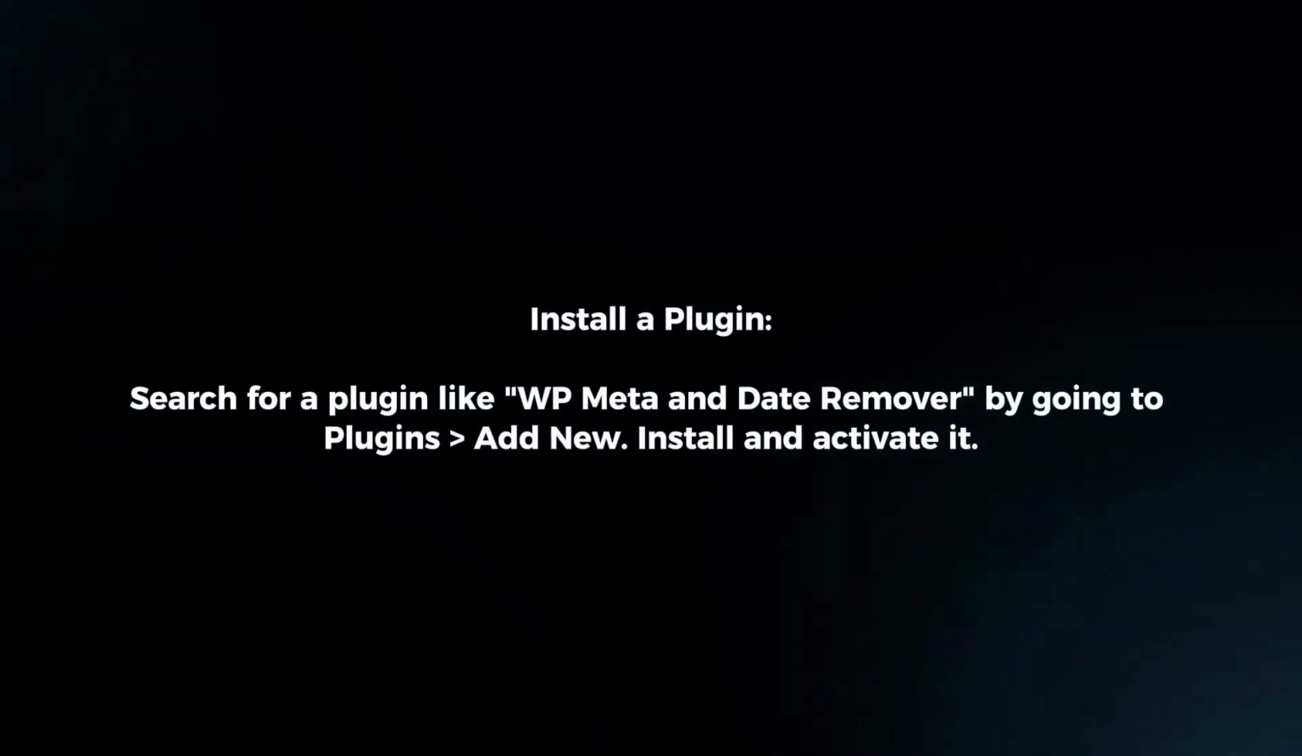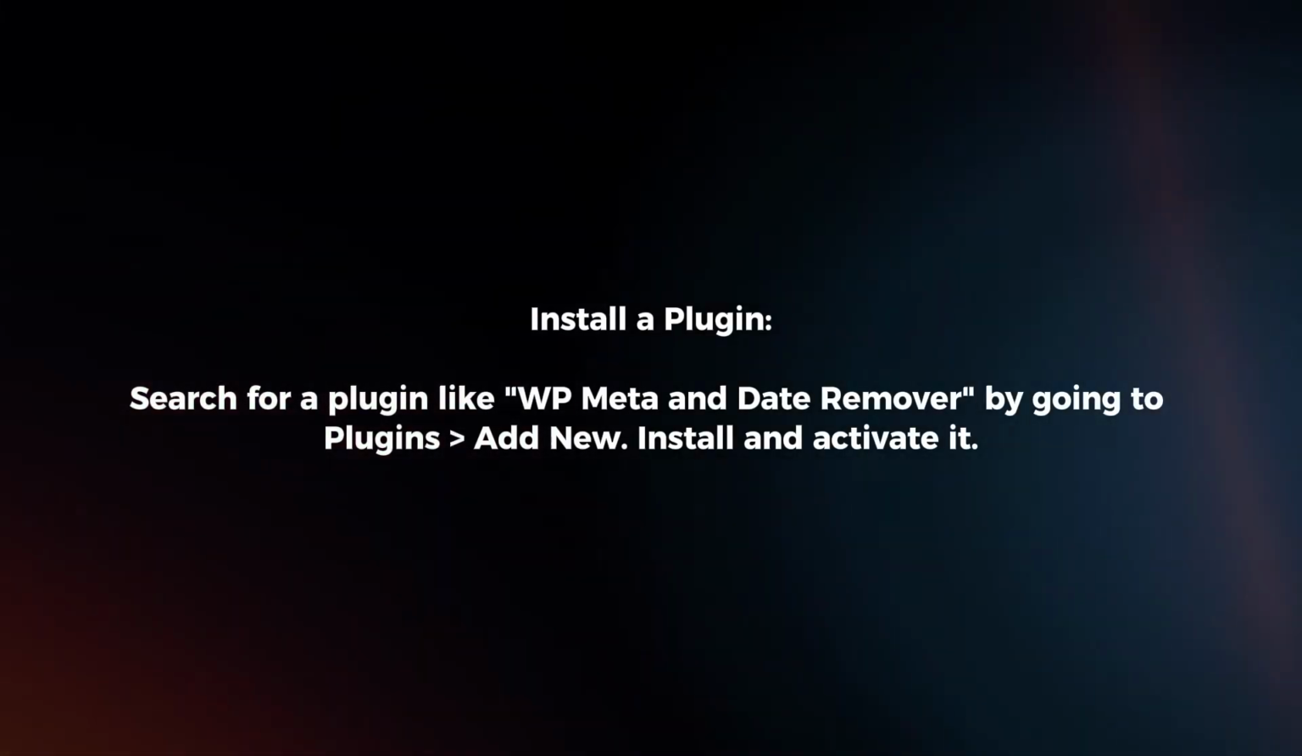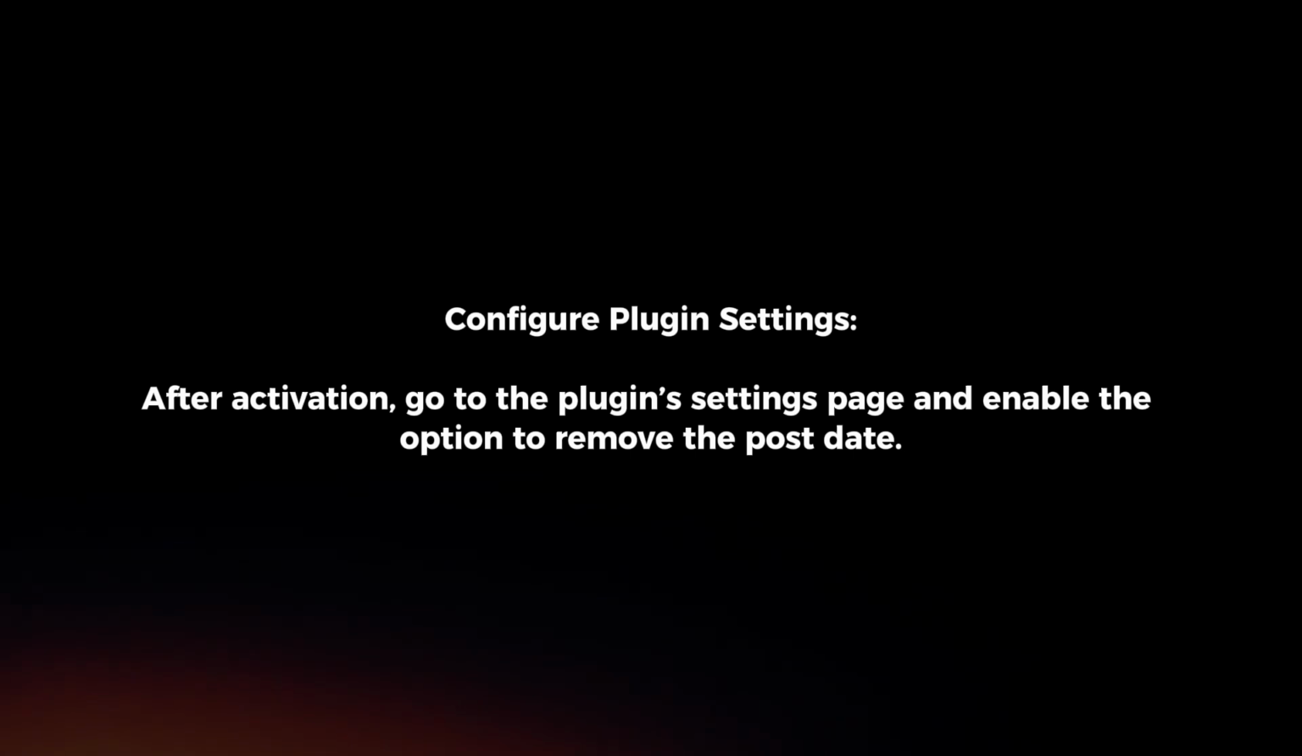Using a plugin. Install a plugin. Search for a plugin like WP Meta and Date Remover by going to Plugins, Add New. Install and activate it. Configure plugin settings.